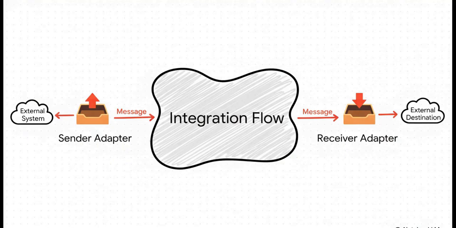Here's the key takeaway, and trust me, it's worth repeating. In the AS4 world, the sender adapter receives and the receiver adapter sends. I know, right? It sounds crazy, but here's why. It's all from the perspective of the central integration flow. The flow sends a message to the receiver adapter, which then sends it out. And the flow receives a message from the sender adapter, which just got it from your partner. Just burn that into your brain. It will save you so many headaches.